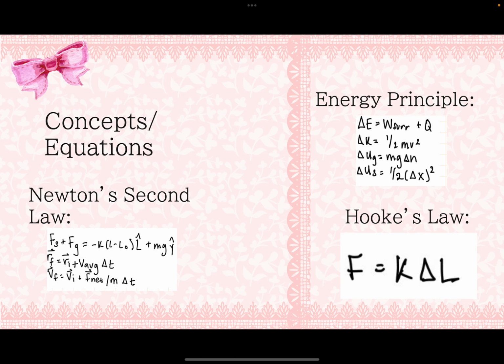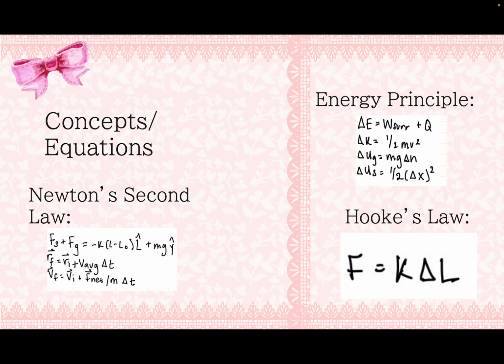So the first principle that I'll be talking about is Newton's second law, which states that the system's change in momentum is proportional to the force added. The first formula shown is the net force of the spring, which is the spring force plus the force of gravity, and this is necessary since the spring also points in the y direction. The position and velocity update formulas were also needed.